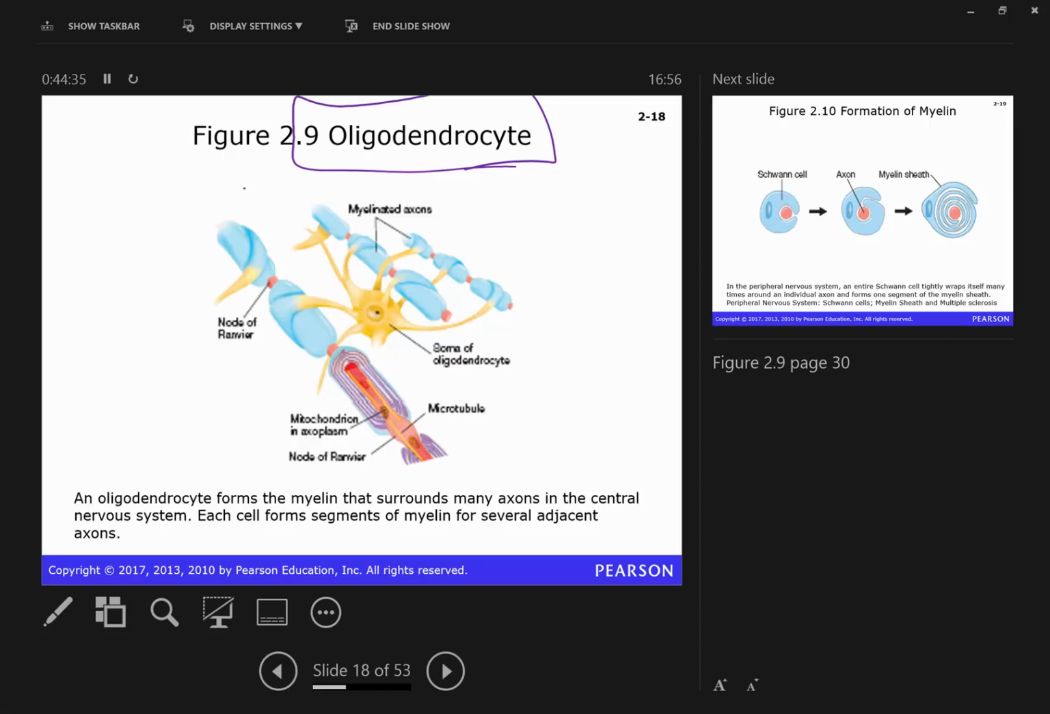Nobody's going to name their dog Oligodendrocyte. Ogie for short. I don't know. Ogie, you like that, right? Just write that down. That was a good one.